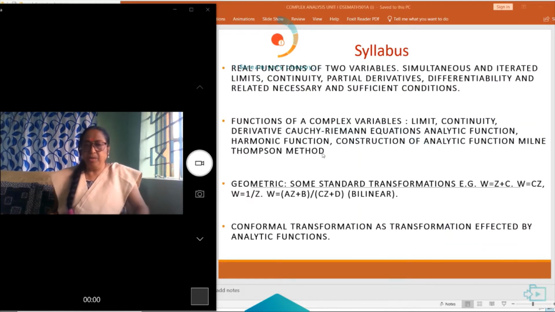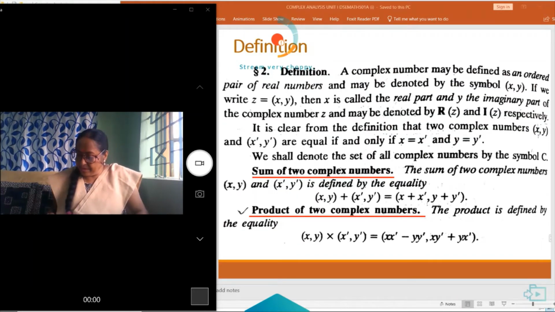Now, what is a complex variable? Definition: what is a complex number? A complex number may be defined as an ordered pair of real numbers, denoted by the symbol (x, y). If we write z equal to (x, y), then x is called the real part and y is called the imaginary part of the complex number.